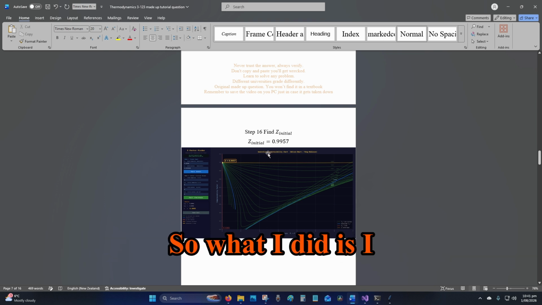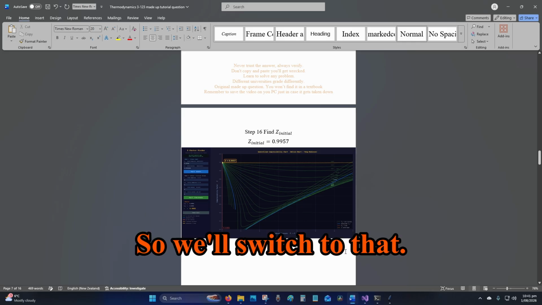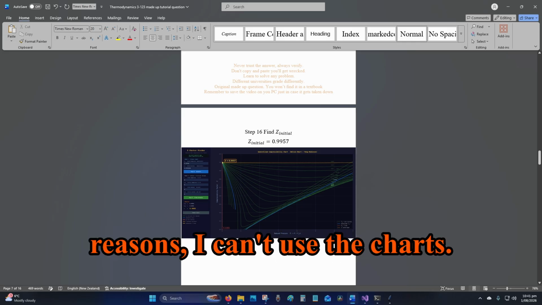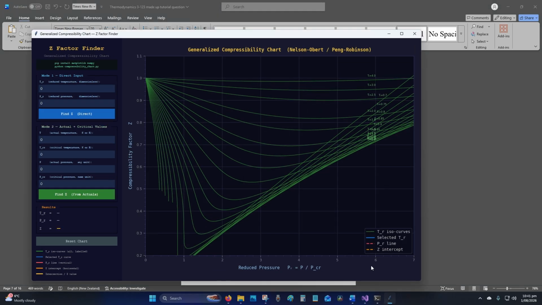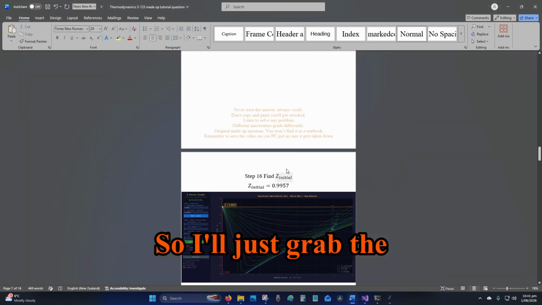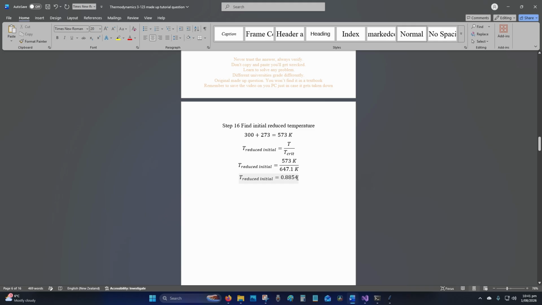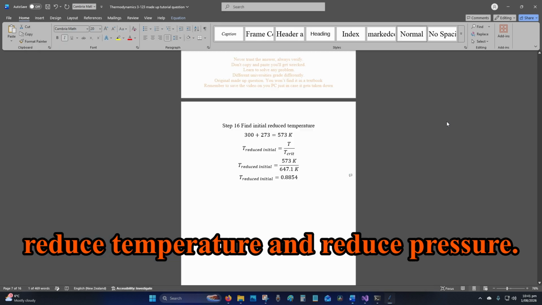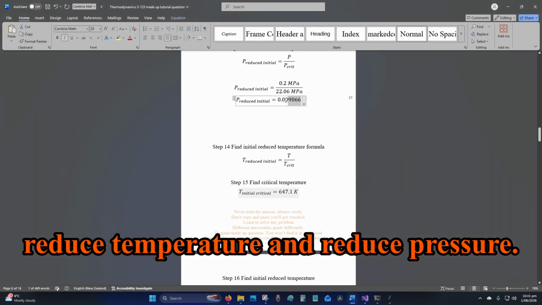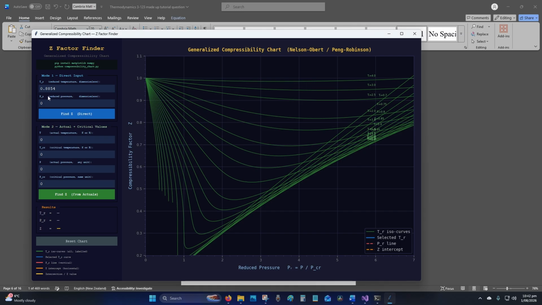So what I did is I made a custom Python app. So we'll switch to that. For copyright reasons, I can't use the chart, so I have to make my own custom one. Okay, as you can see, I'll just grab the reduced temperature and reduced pressure, and we can find it directly, as you can see.